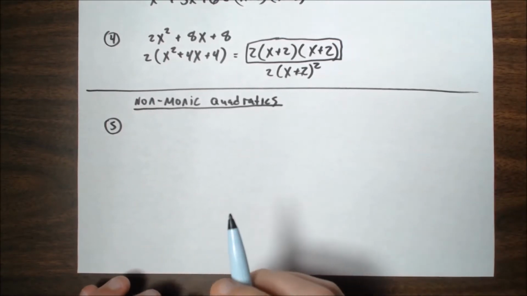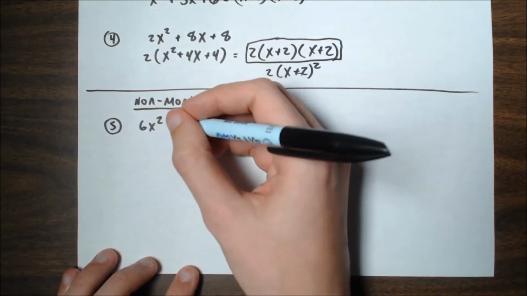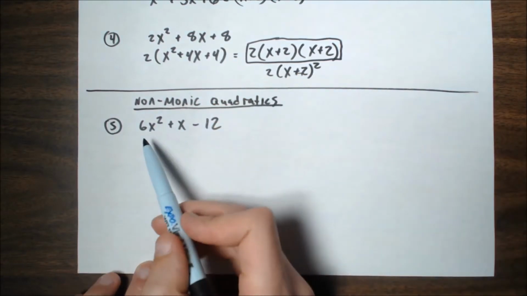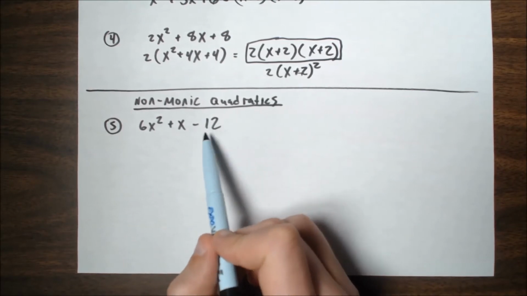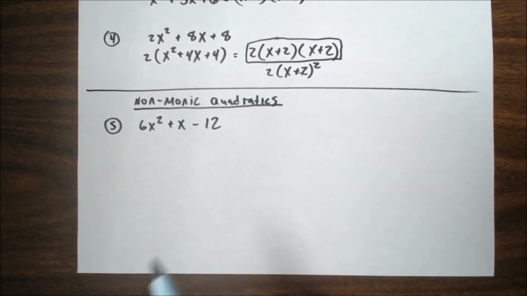So the first problem we're going to look at, 6x squared plus x minus 12. Again, there's a 6 out front. Can I divide everything by 6? Well, I can divide this by 6, but I can't divide that middle term by 6. So I can't factor out that GCF. I can't make it go away.